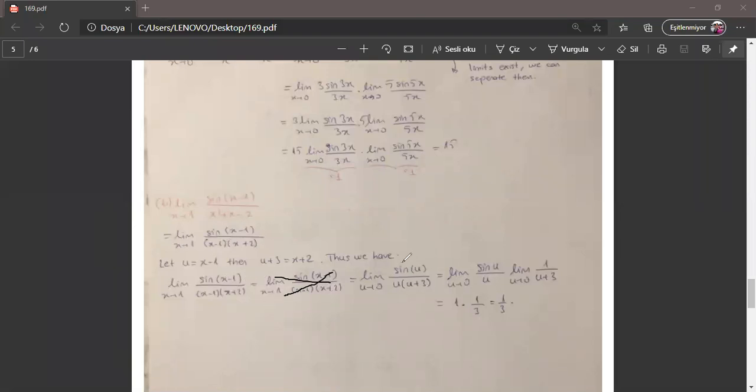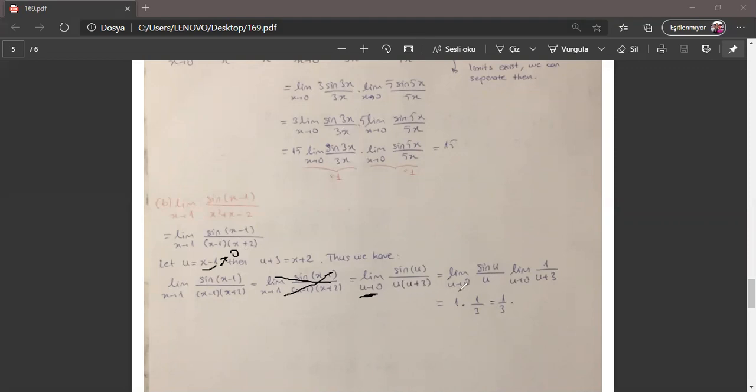So instead of x minus 1, we write u. Okay, and here we have x minus 1 again. That's why we write u here too. And x plus 2, we computed there. It's u plus 3. Why do we write this? Remember, when x is approaching 1, then x minus 1 will be approaching 0. So u will be approaching 0. That's why we write it there.